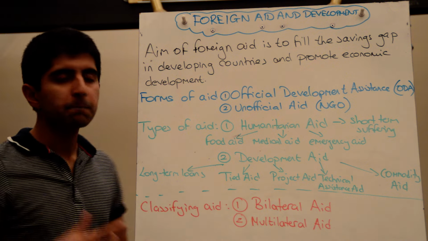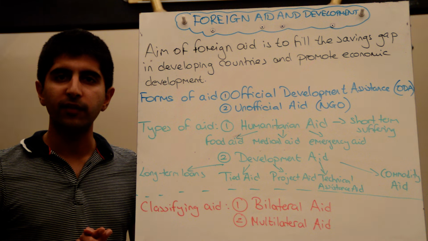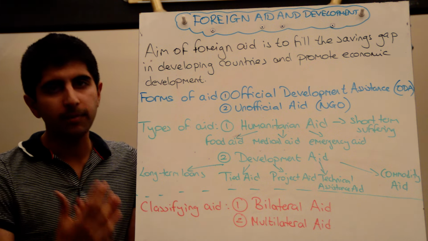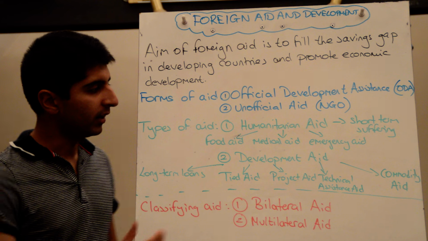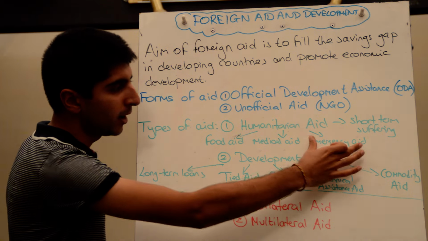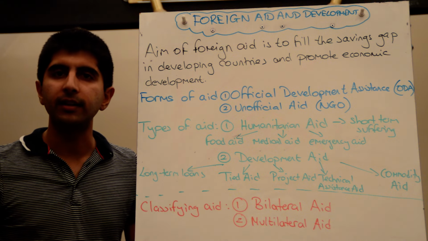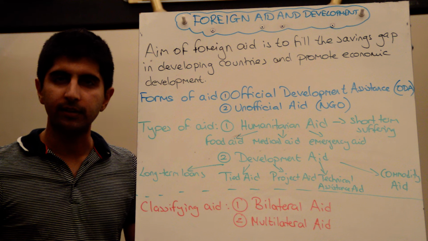Humanitarian aid is all about alleviating short-term suffering. So if there are any short-term issues in a developing country, humanitarian aid may be sent over to alleviate this suffering. And that can take three forms: food aid, medical aid, and emergency aid, where emergency aid is just providing emergency lighting, electricity, cooking facilities, that kind of thing.